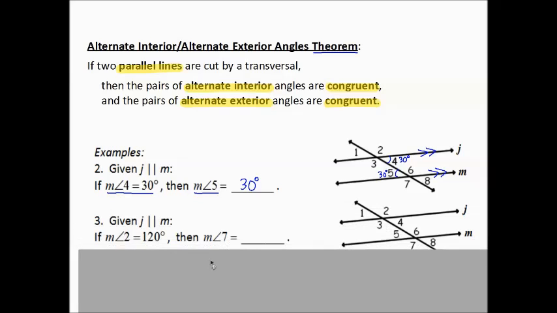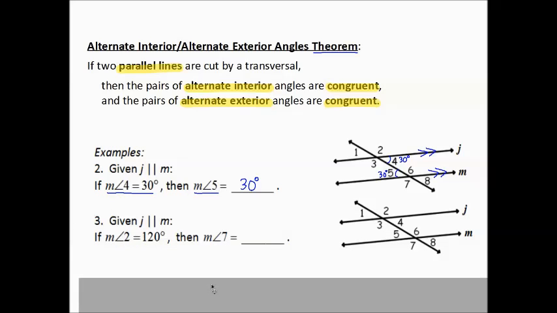Maybe you can try the next one on your own, pause the video, and come back and check your work. So did you do that? Let's check. Let's first label the picture. Line J parallel to line M. So I'm going to show an arrow on both of these parallel lines.